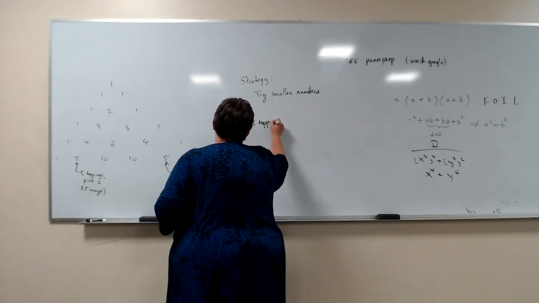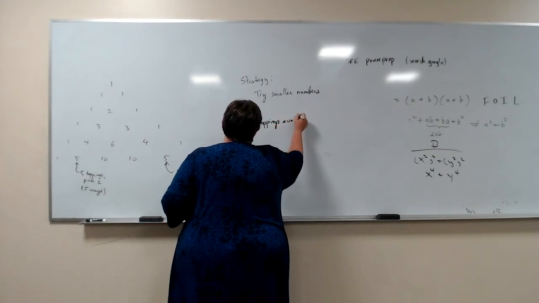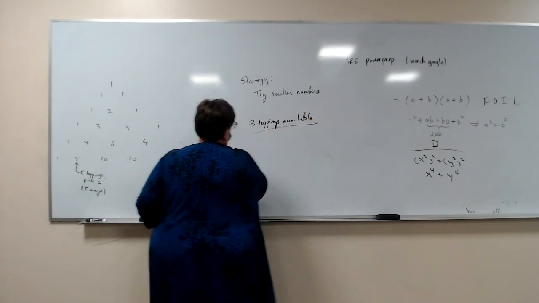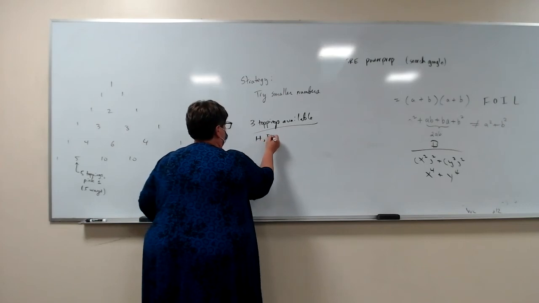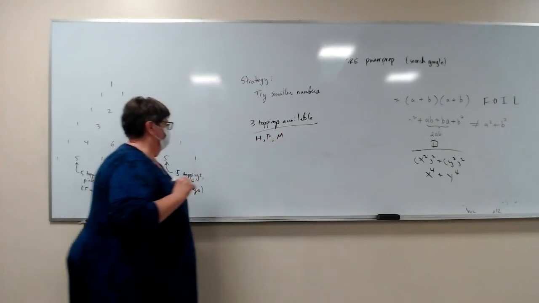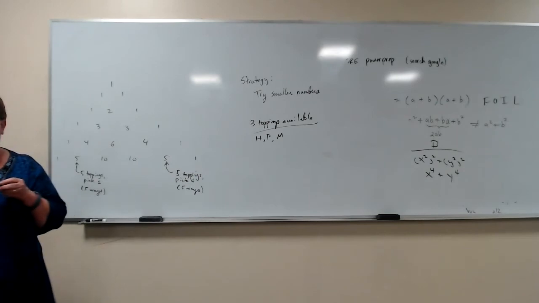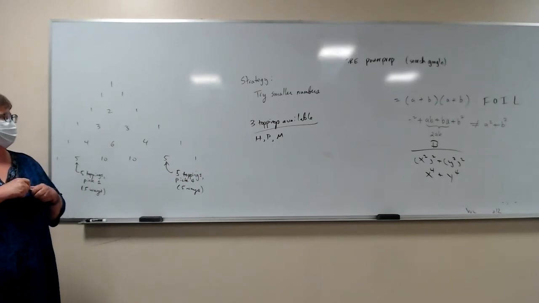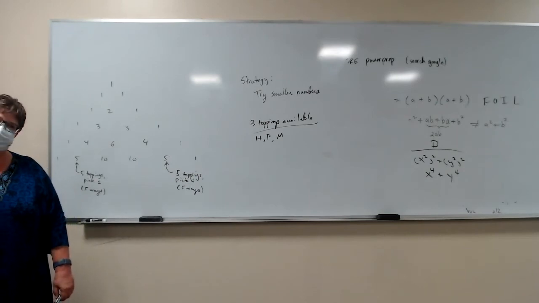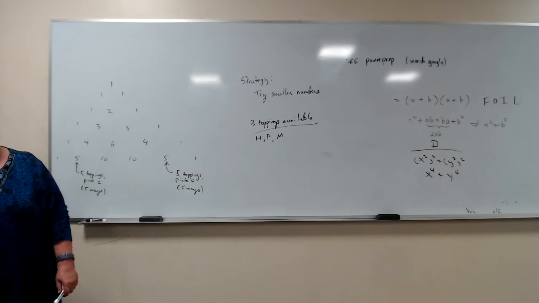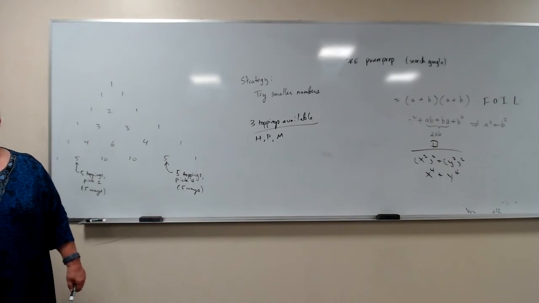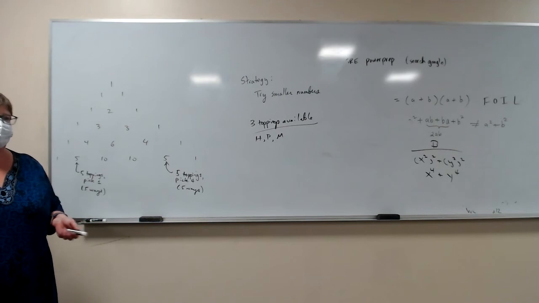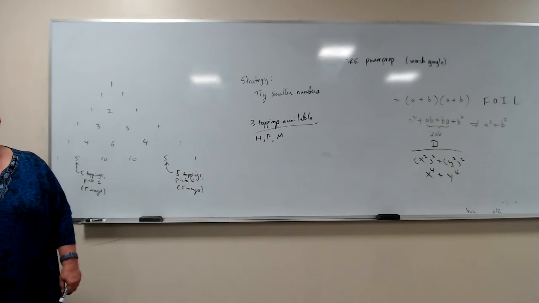So there's 3 toppings available. Let's say they're ham, pepperoni, and mushrooms. If I can only pick 1 topping, I could have a ham pizza, a pepperoni pizza, or a mushroom pizza. If I could pick 2 toppings, I could have ham and pepperoni, pepperoni and mushroom, or ham and mushroom. There's still only 3 ways to do it.